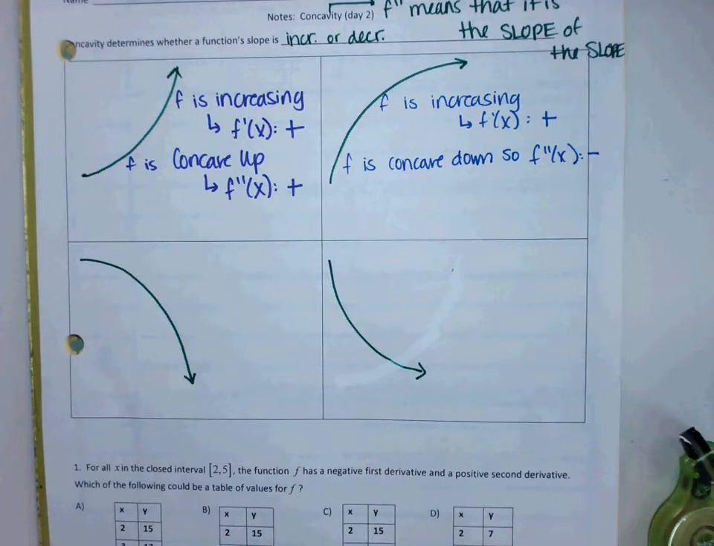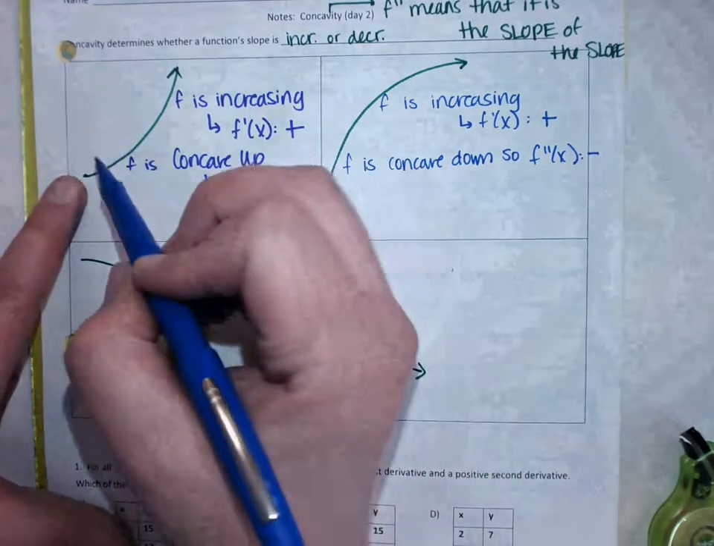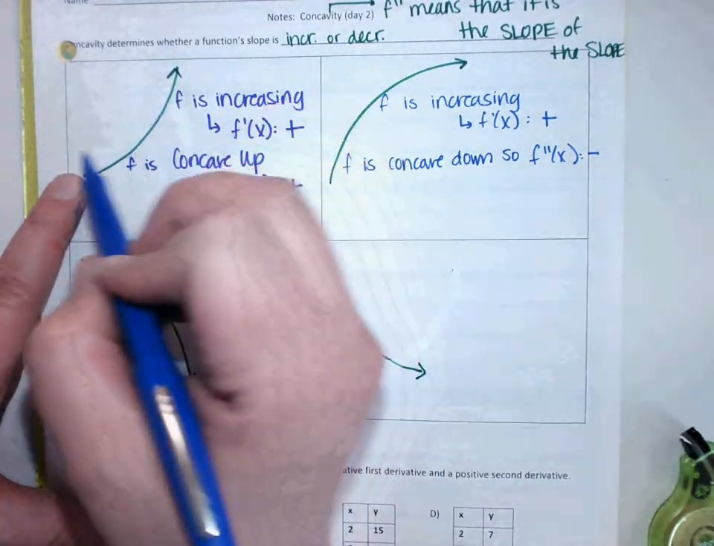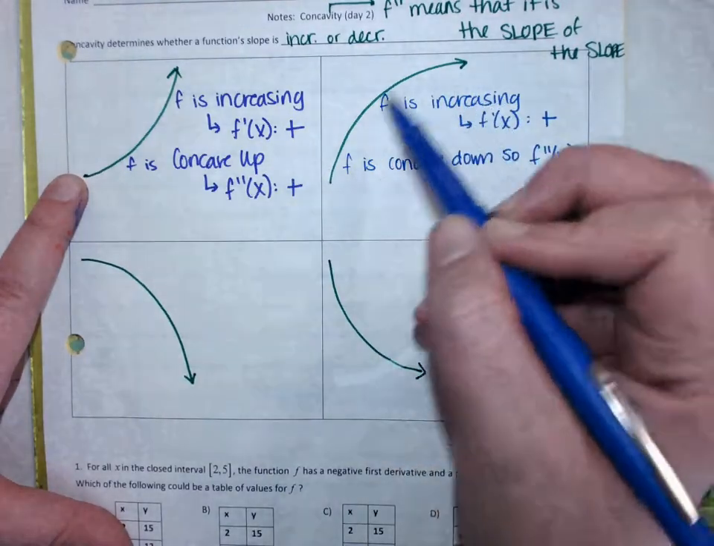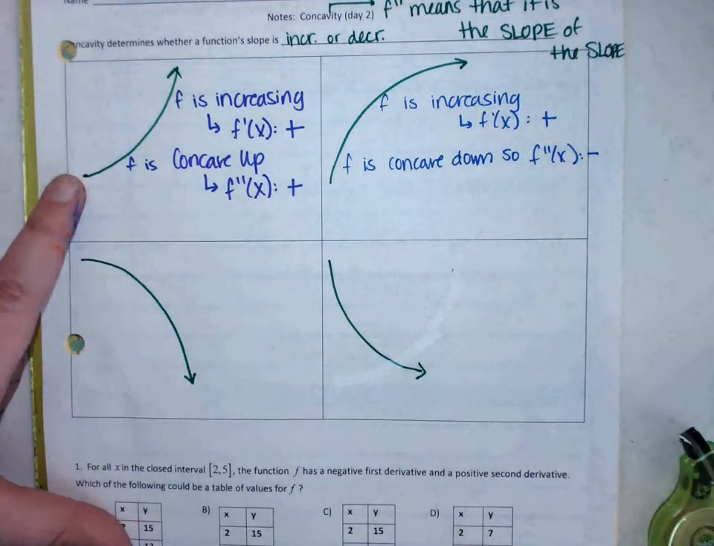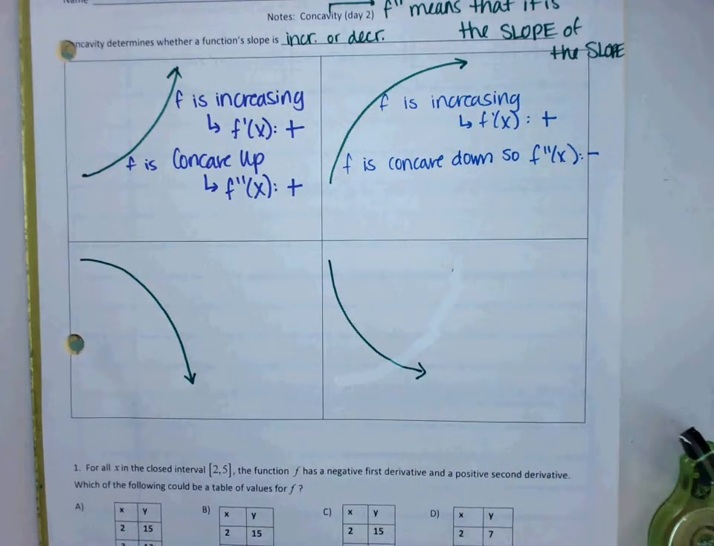Why is it concave up? Okay, so look, this is like part of a smiley face. This is like part of a frowny face. Like up like a cup or down like a frown, yep.